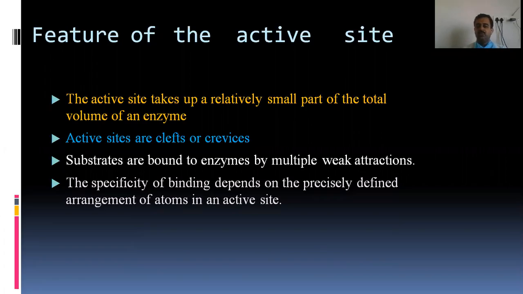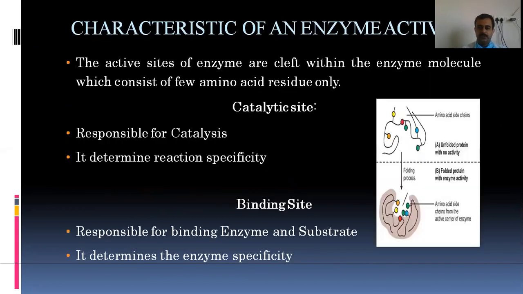Specificity of binding depends upon the precisely defined arrangement of atoms in an active site. Absolutely, every active site will be specific for its substrate. It will not happen that any substrate would come and bind to any enzyme. No, every enzyme will be specific for binding of a particular substrate only. So the configuration of that enzyme or that active site will be very specific in terms of binding of a particular substrate. The active sites of an enzyme are clefts within the enzymes which consist of few amino acid residues only.